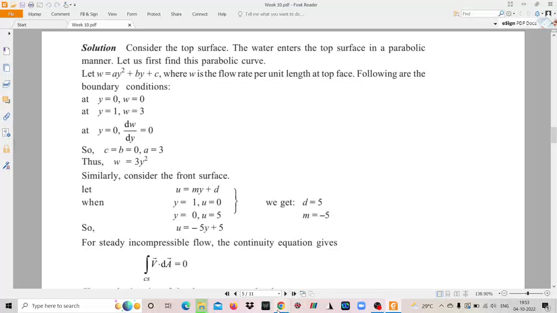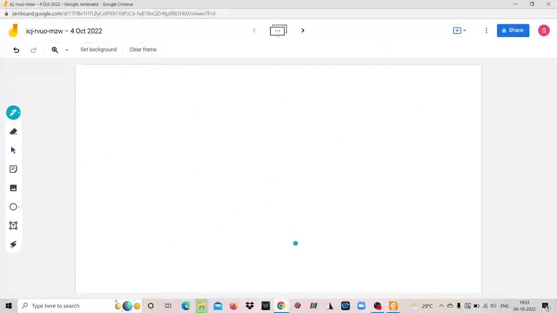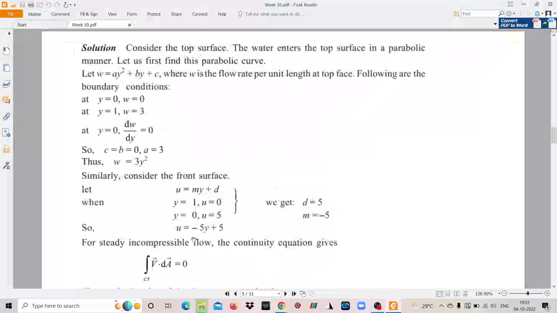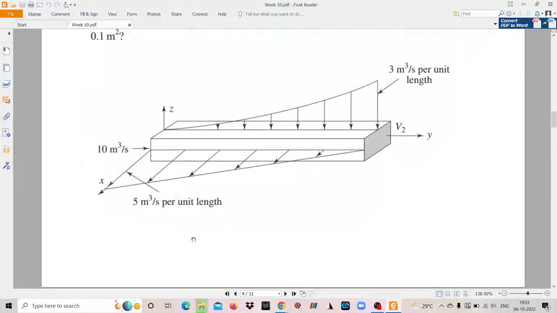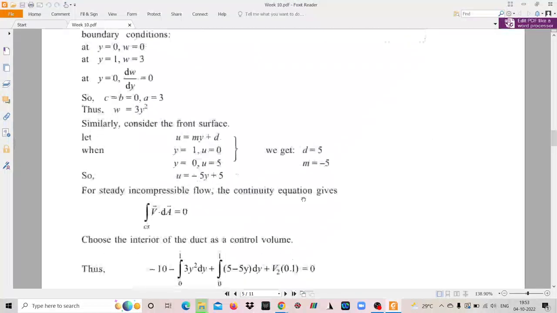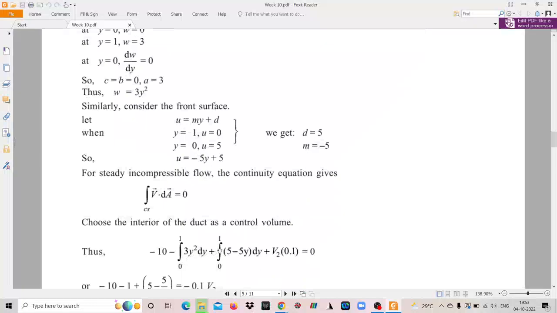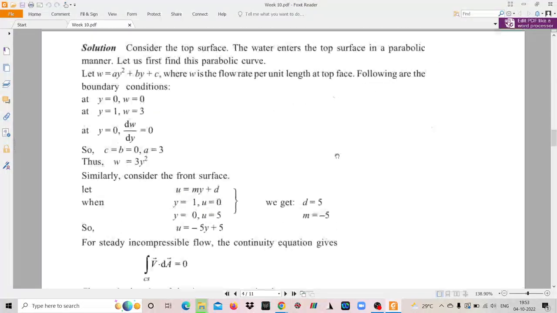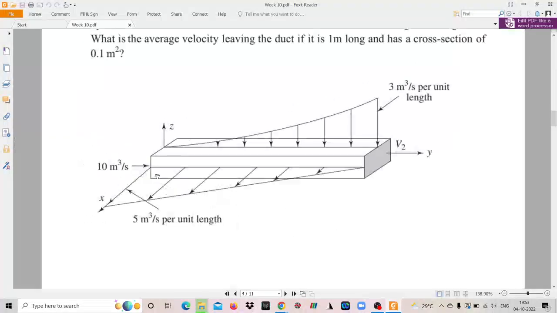Now from Reynolds transport theorem, RTT, for steady incompressible flow, what is the continuity equation? It is integral of v dot dA equal to 0. So following this, considering all the inflows to be negative and all the outflows to be positive, at this face the inflow is minus 10. At this face the variation is given as 3y square into dy, from 0 to 1.